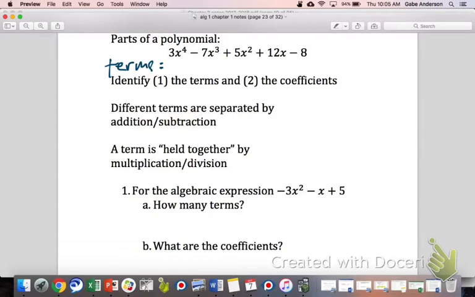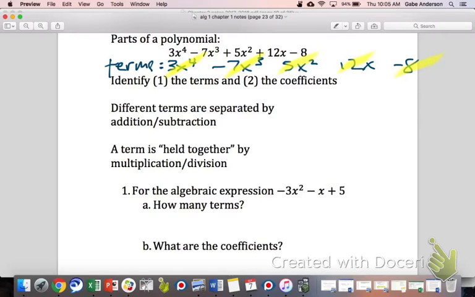The first term is 3x to the fourth. That's the very first term. The second term is negative 7x cubed. The third term would be 5x squared. The fourth term would be 12x. The last term would be negative 8. I'm just going in order there. And so how many terms does that expression have? 4. It's got 5 actually. You got 1, 2, 3, 4, 5.